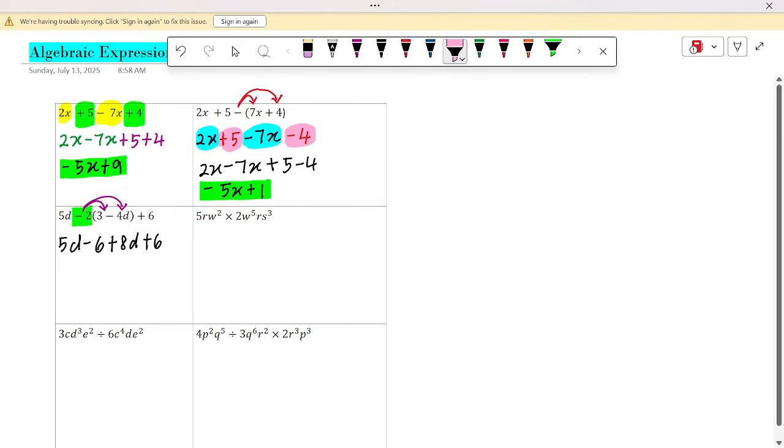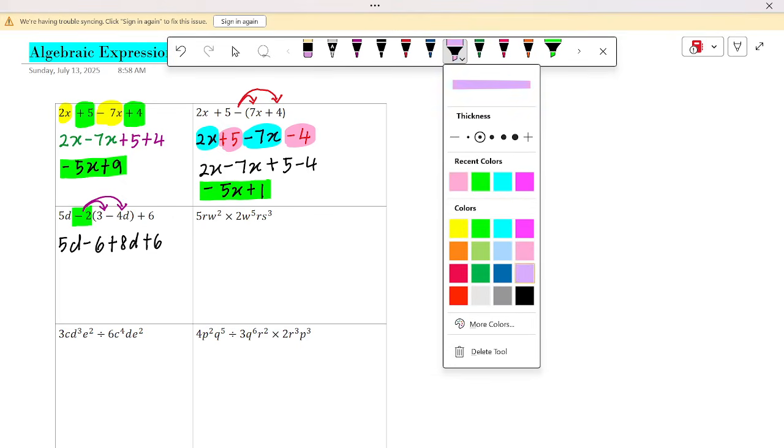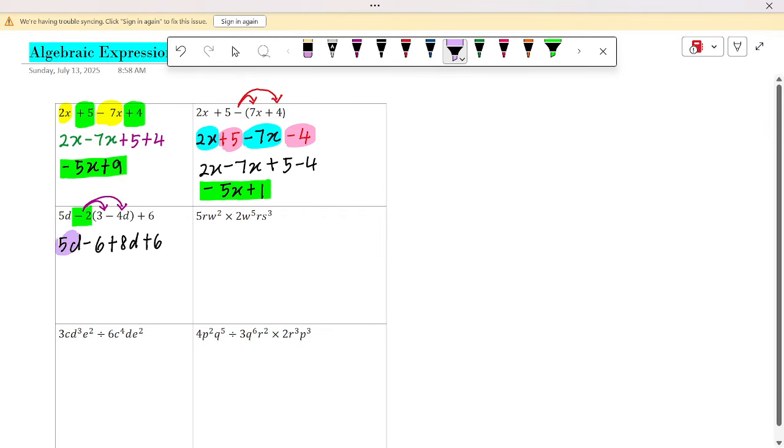Your next work will be, let's group them into similar terms. So 5d together with 8d, and negative 6 together with positive 6. So 5d plus 8d minus 6 plus 6. Which will give you 13d only. 6 minus 6 will give you 0.